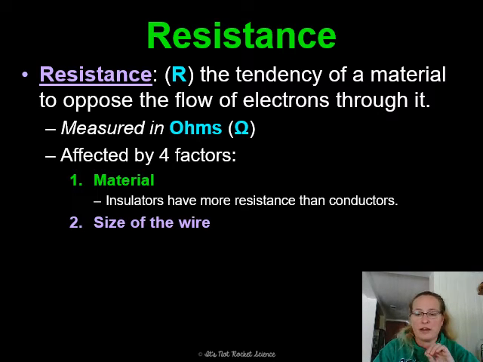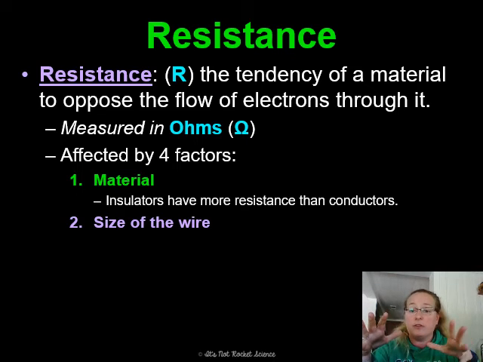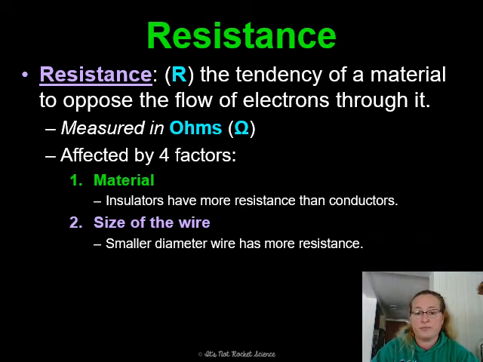The size of the wire. So think about this. If you were to dump a laundry basket full of bouncing balls down a staircase, are they going to move better through a larger staircase or through a really small staircase? They're going to move better through a larger staircase, a larger diameter staircase. So similarly, if the wire is bigger, the electrons are going to move more freely. If the wire is smaller, they're not going to move as well.